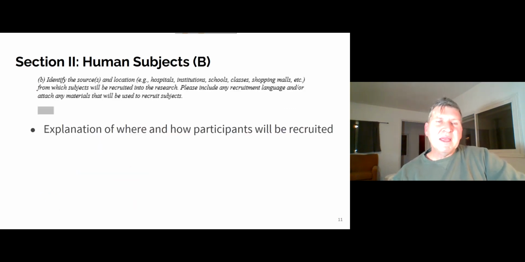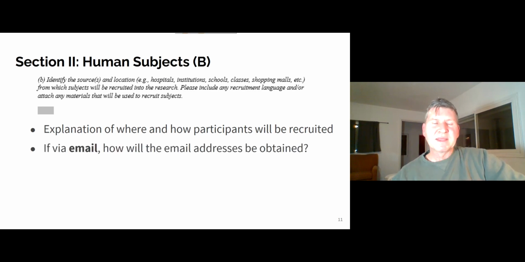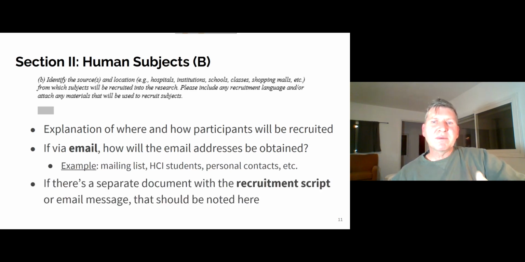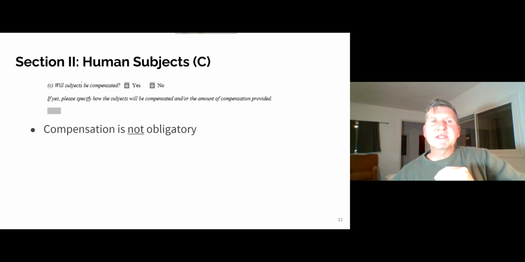In part B, you're going to identify the sources and location from where you're going to recruit your subjects for research. And it's helpful to have some kind of language or materials that you're going to be using to recruit these subjects. So if you're doing it by email, how are you going to get these email addresses? Here's a couple of examples. And if there's a separate document with a recruitment script, you want to make sure that you include it here, because you don't want to use coercion to get people to do things for your study or make promises you can't fulfill.